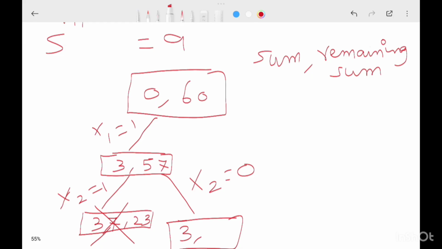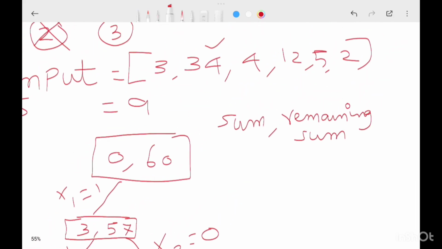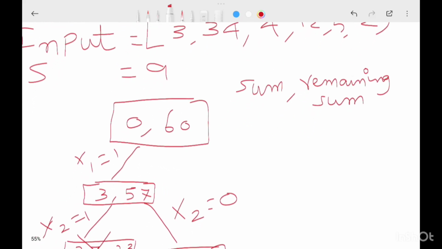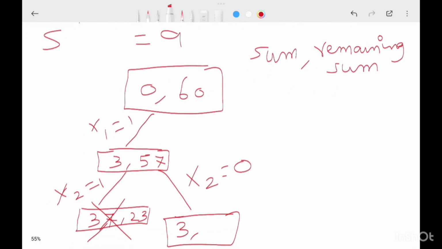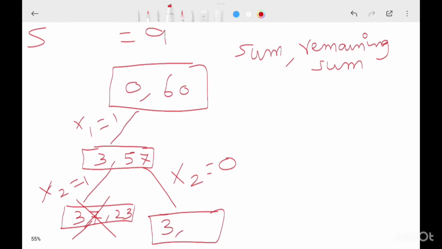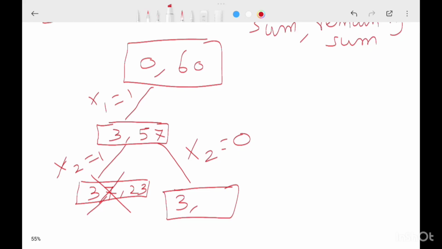That means 57 minus 34. So 57 includes the second value 34. Now we find that the second value cannot be included in this particular combination, so we need to eliminate that value from the remaining possible sum. So 57 minus 34 is 23. So the remaining possible sum is 23.